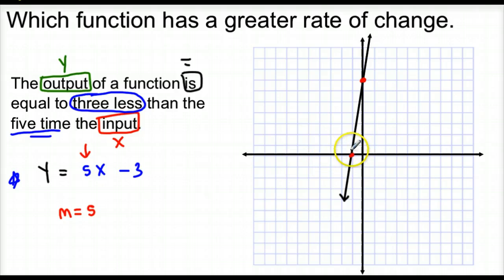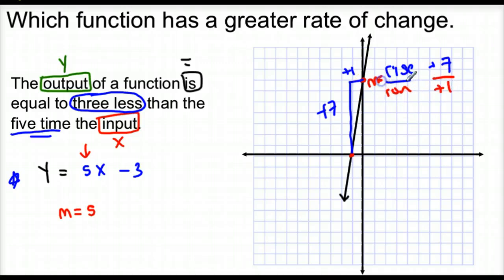Here, let's count our slope on this graph. We notice we have to go up 1, 2, 3, 4, 5, 6, 7, so we're going up 7, and we're running 1. So my rise is 7, my run is positive 1. So my slope here, rise over run, is just going to be 7. Who has a greater slope, the 5 or the 7? Well, the 7 is greater, so the function that has the greater rate of change in this case, or the greater slope, is the 7.